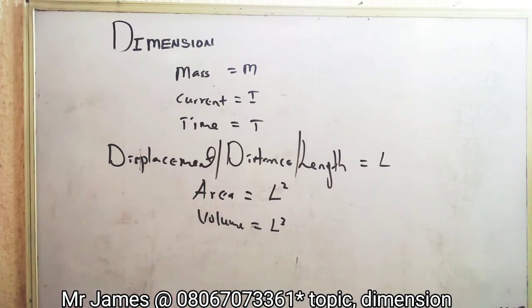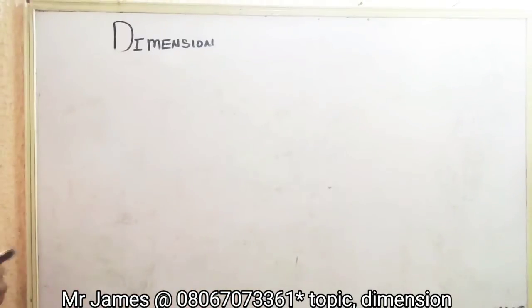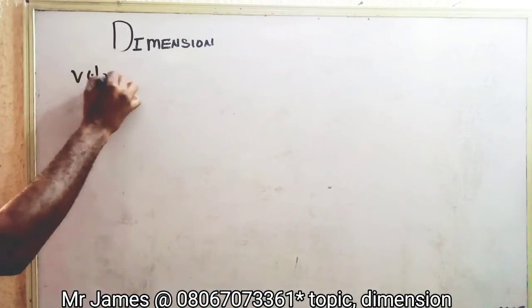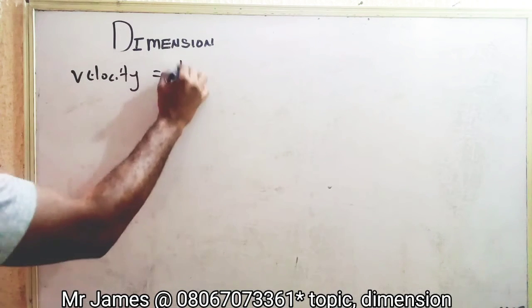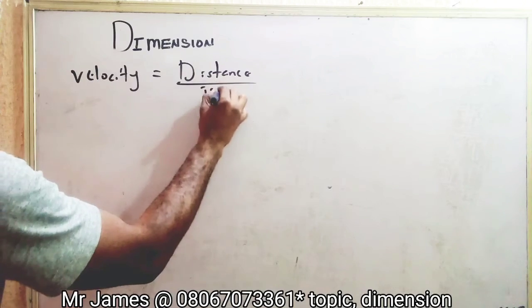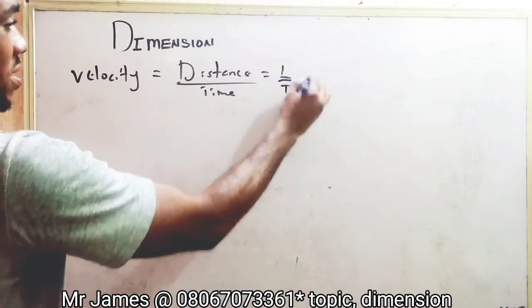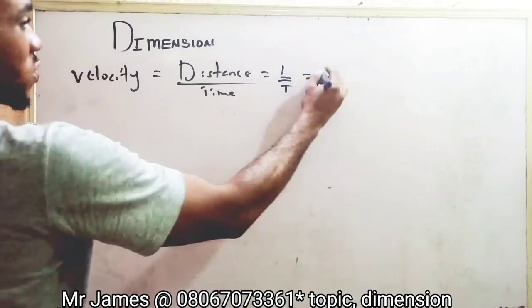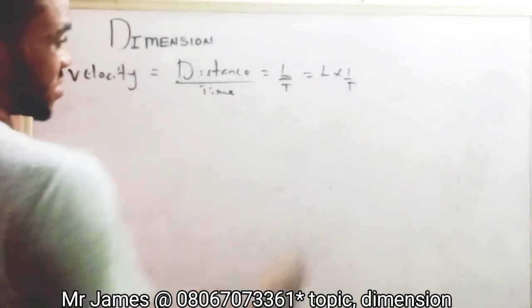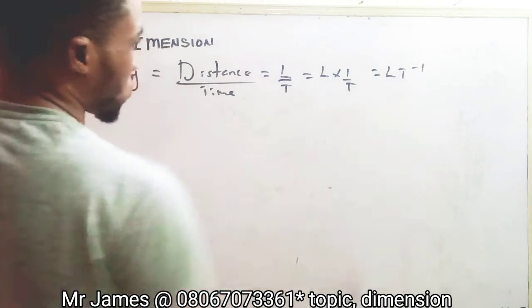And you are required to at least know the formula of the parameters involved. So let's begin with our first example, velocity. If I am required to get the dimension of velocity, we know that velocity is given as either distance or displacement over time. Distance, like I've written earlier, is represented by L. The t is the time. So I'm going to have L times 1 over t. Bringing this t up, I will have L t raised to power minus 1.